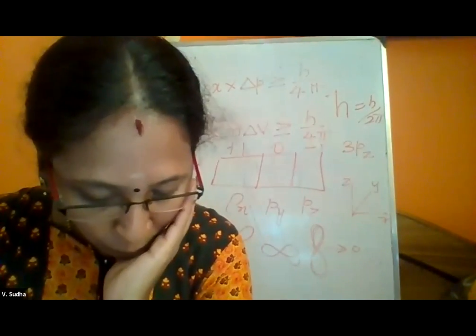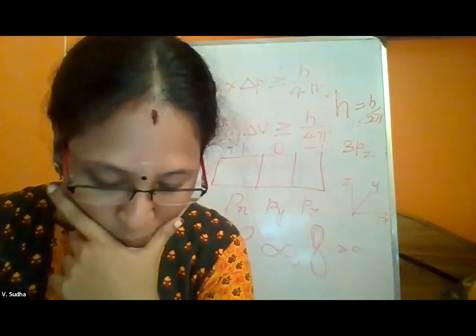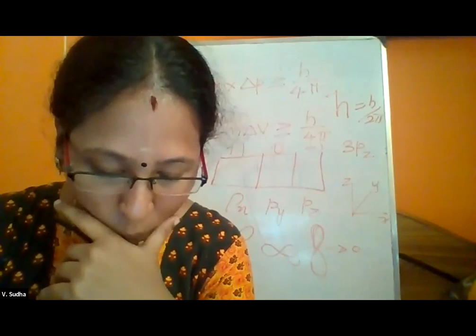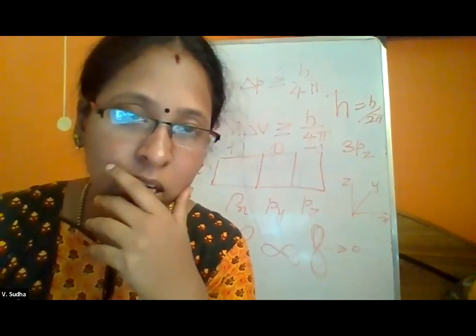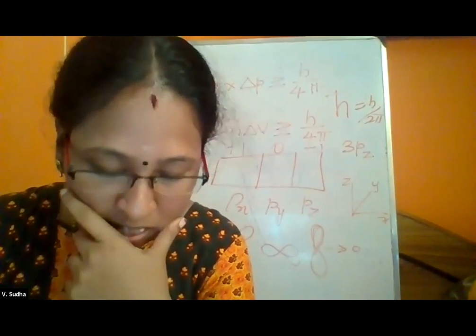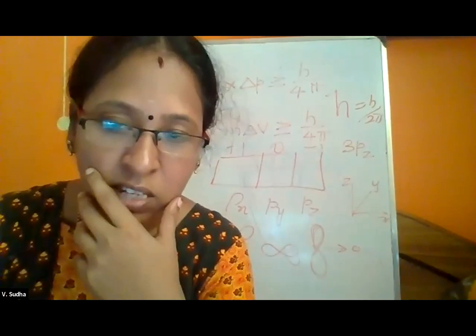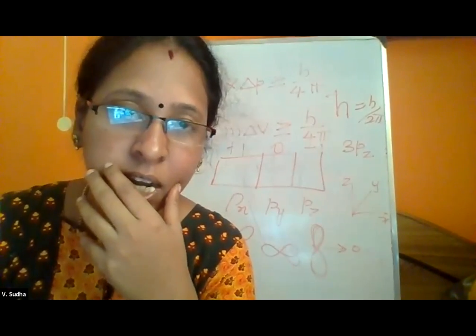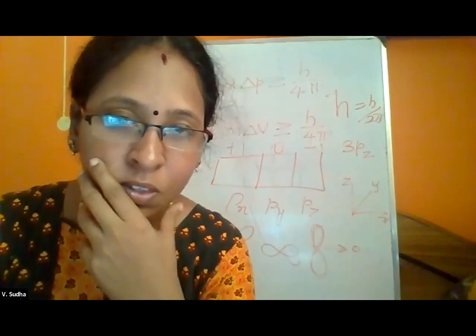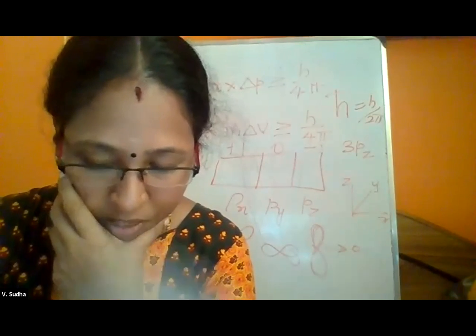Next. What is the maximum number of electrons that can be associated with the following set of quantum numbers? n equal to 3, l equal to 1, m equal to -1.